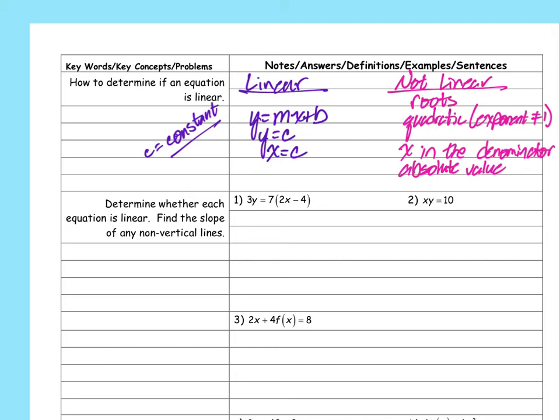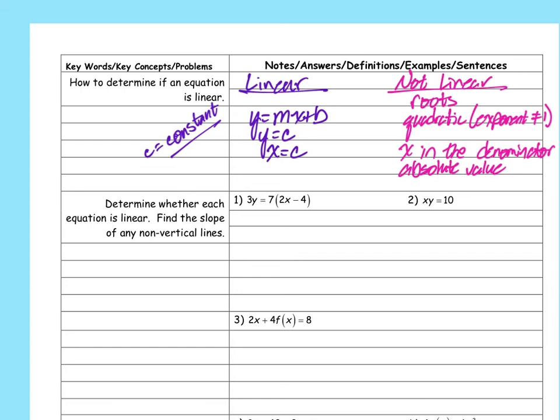So we're just going to look at equations and tell if it's linear or not. That's it. Determine whether each equation is linear. Find the slope of any non-vertical line. So if it's not vertical, because if it's a vertical line, my slope is undefined, so there is no slope really, right? So I have to find the slope. If it's linear, I'm going to find the slope. If it's not linear, I just state it's not linear. That's it. Okay?